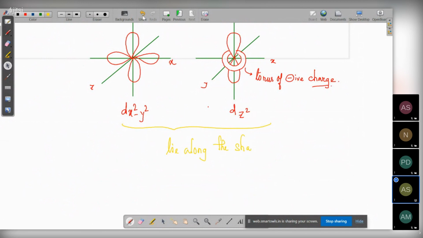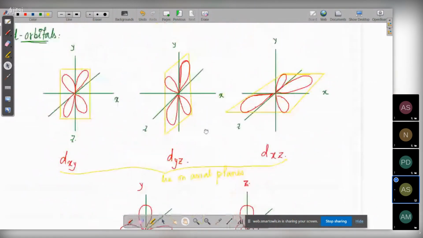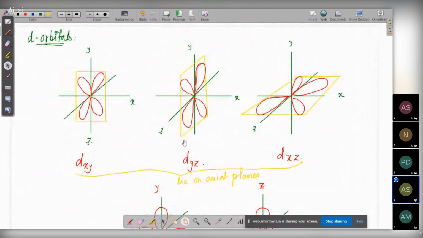Is the shape of the d orbitals clear to everyone? Yes or no? Yes, sir. You need to practice these shapes of orbitals. I hope you can visualize them since you have seen the diagrams. You should be able to visualize the 3D form of the orbitals. So that is about the d orbitals, and that's about our magnetic quantum numbers.